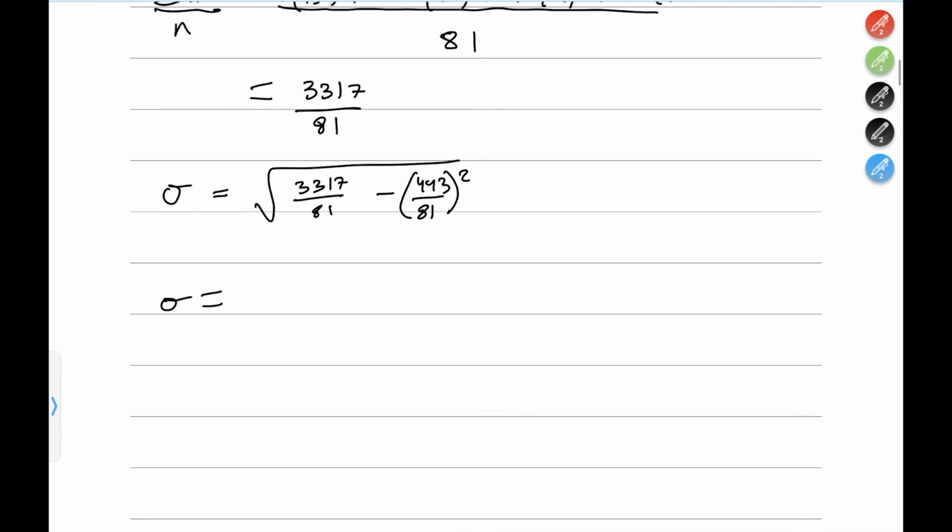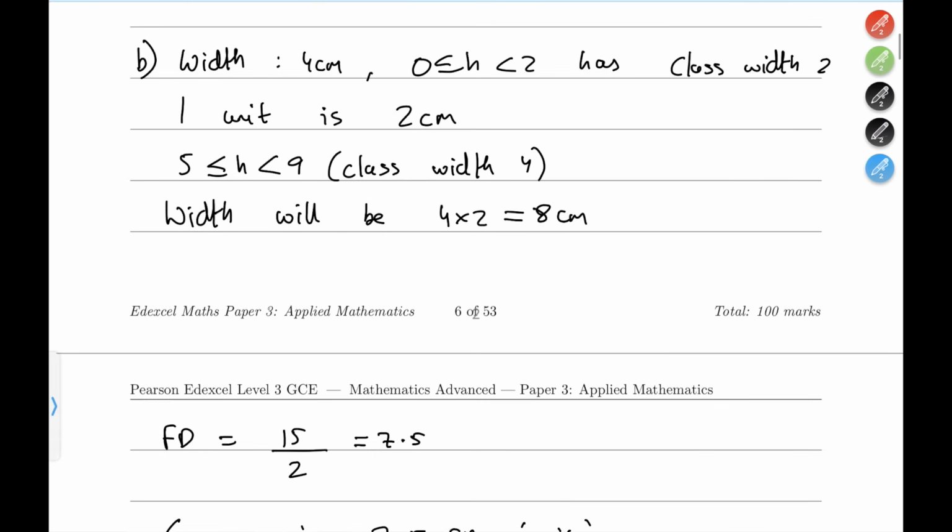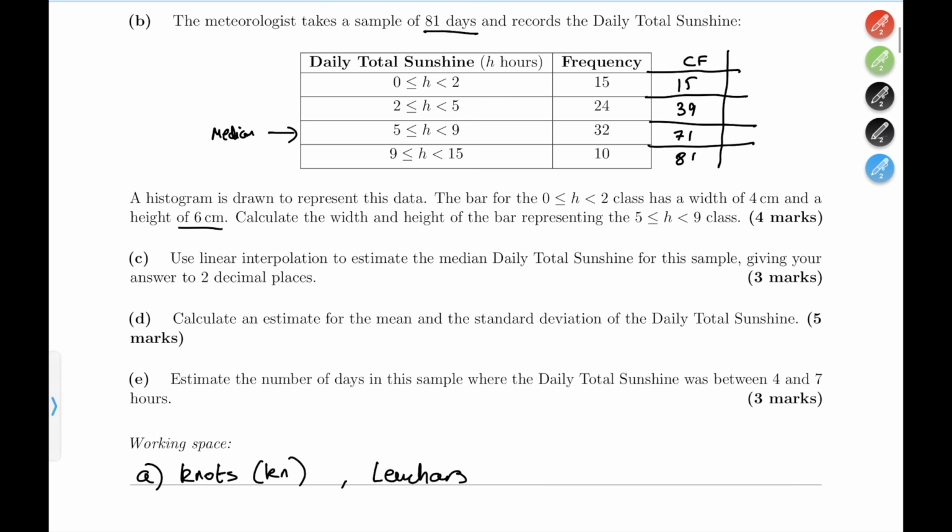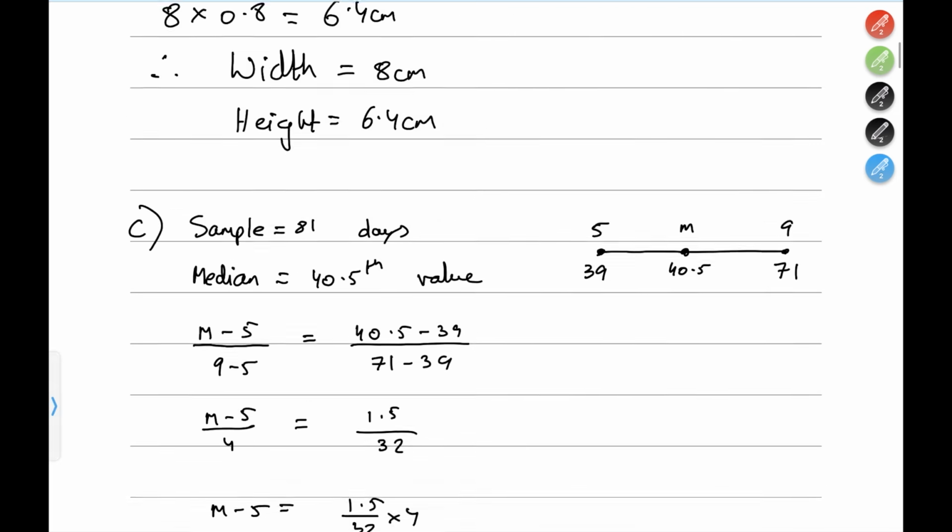So now let's type this in and we should get the correct answer. 443 over 81 whole squared. And that gives us roughly 3.322, which is 3.32 hours, so 3 significant figures. So now that's the mean and standard deviation calculated. And the last thing that it's asking is to estimate the number of days in the sample where the daily total sunshine was between 4 and 7 hours.